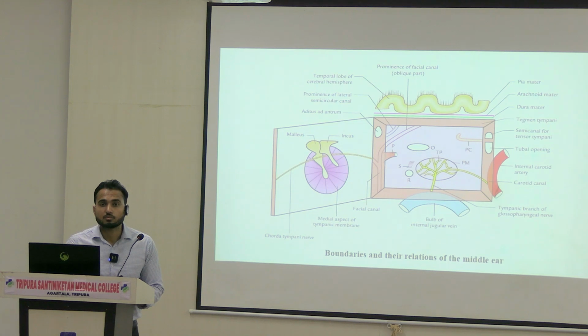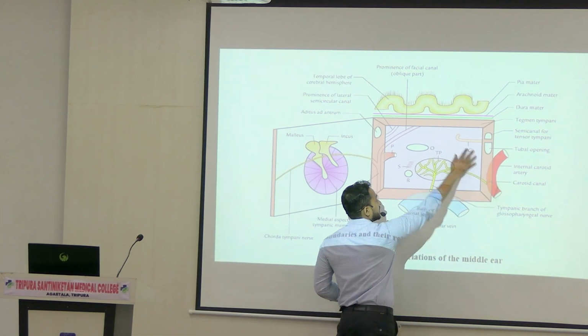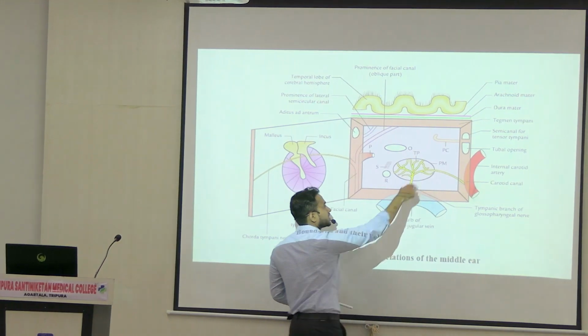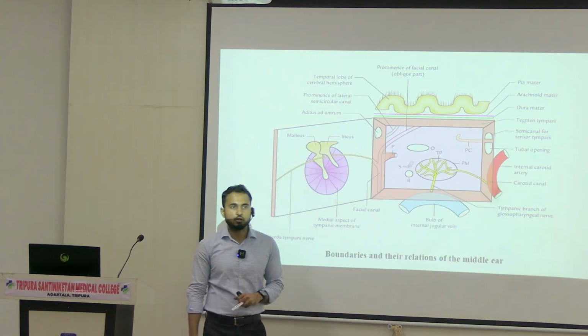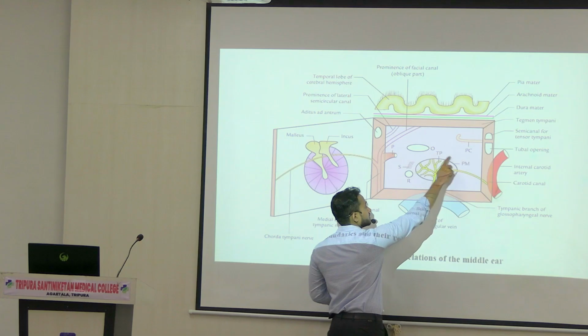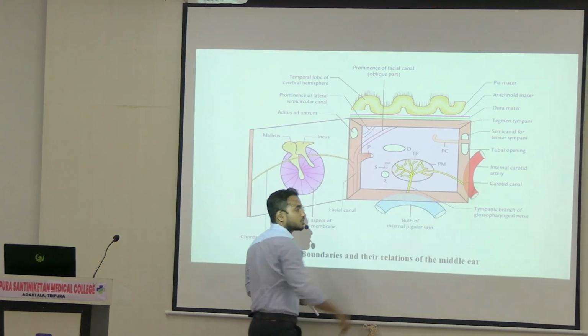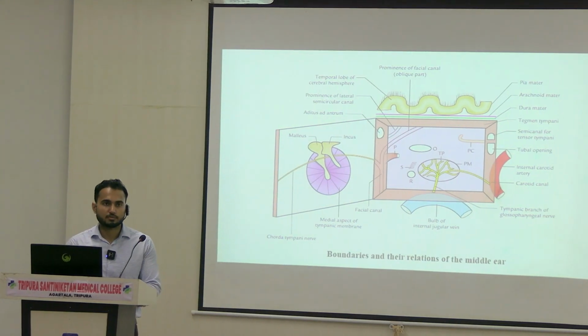Can you identify the medial wall in the diagram? So this is the medial wall. Now you have to know the features of the medial wall. As I said, most of the features are present in the medial wall. Can you see the most important feature? This is the most important feature. What is it called? It is called the promontory.